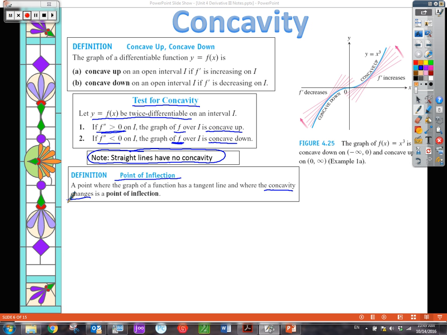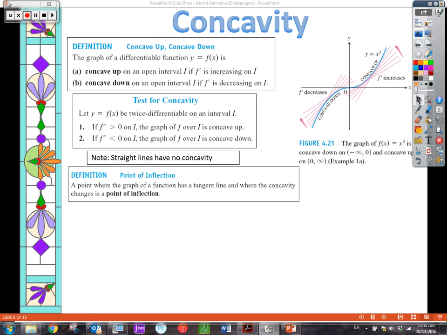On this particular graph right here, the point of inflection would be right at (0, 0). That's where we changed. So we went from concave down to concave up at (0, 0). So that would be the point of inflection there. Okay, anything else? Okay, we have a couple of examples on the next page to look at.